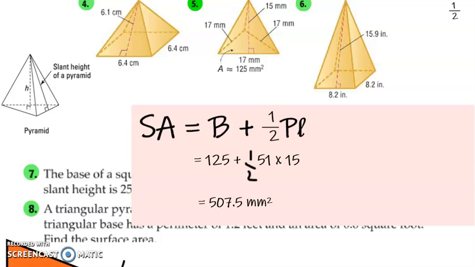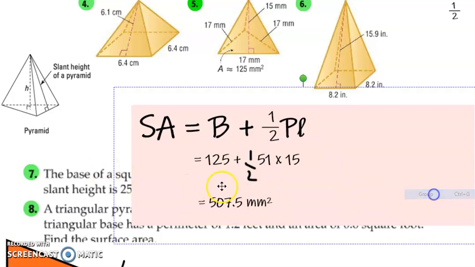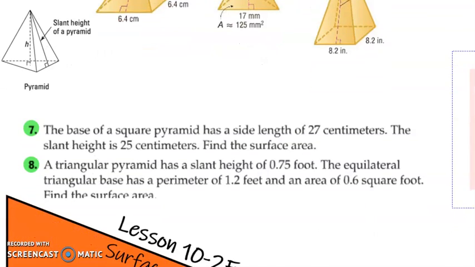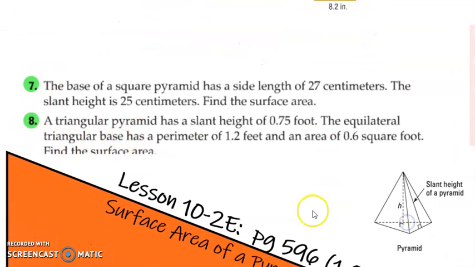Well, let me talk about one more thing before we're done here. Let me group this and get this out of here. Okay, so that's out of here. So when you're looking at these, a triangular base pyramid has a slant height of 75 feet. So that would be this one right here.